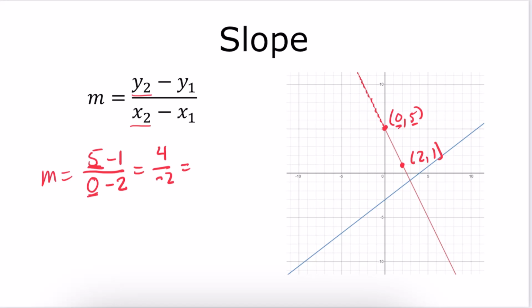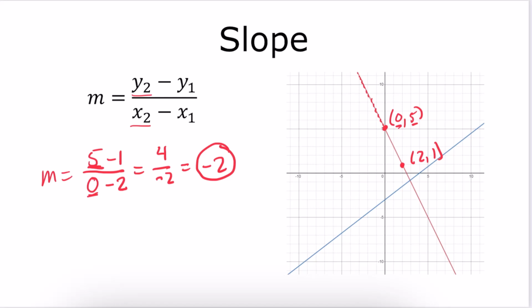And when you divide 4 by negative 2, you get a slope of negative 2, because 4 divided by 2 is 2, and a positive divided by a negative is a negative. And so what this number tells you is how steep the line is.